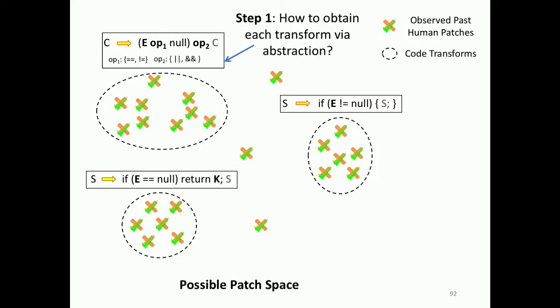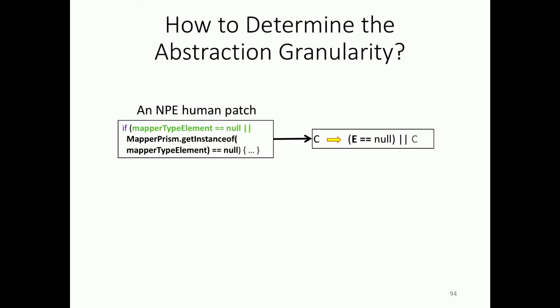First of all, how do we get the high-level actions by observing those concrete patches? So here's how we do it. The main challenge of doing this is to determine the right abstraction granularity. So we use the previous NPE patch here. For this particular patch, if we do the abstraction in the most straightforward way, we get a transform that says it disjoins a new clause to check against null to fix this NPE error.